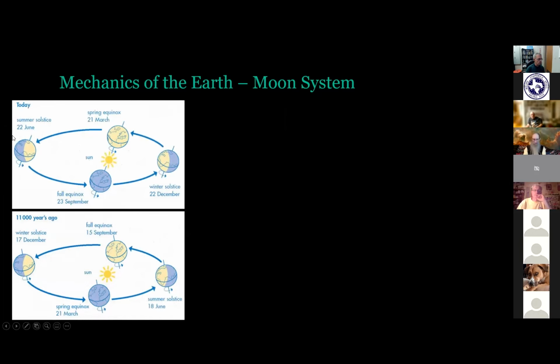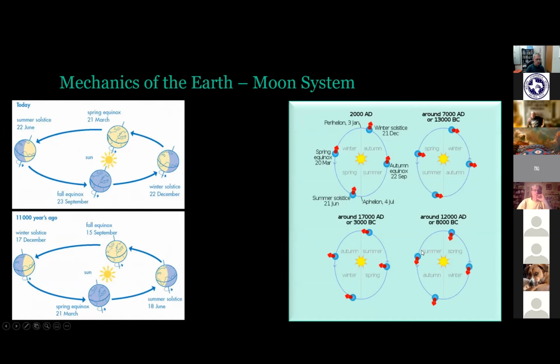So today we have our summer in June, our winter in December, our spring in March, our fall in September. 11,000 years ago, we can see where we have the fall in September. Here's the spring, here's the winter, here's the summer. But we can see how the seasons have flipped opposite from each other.